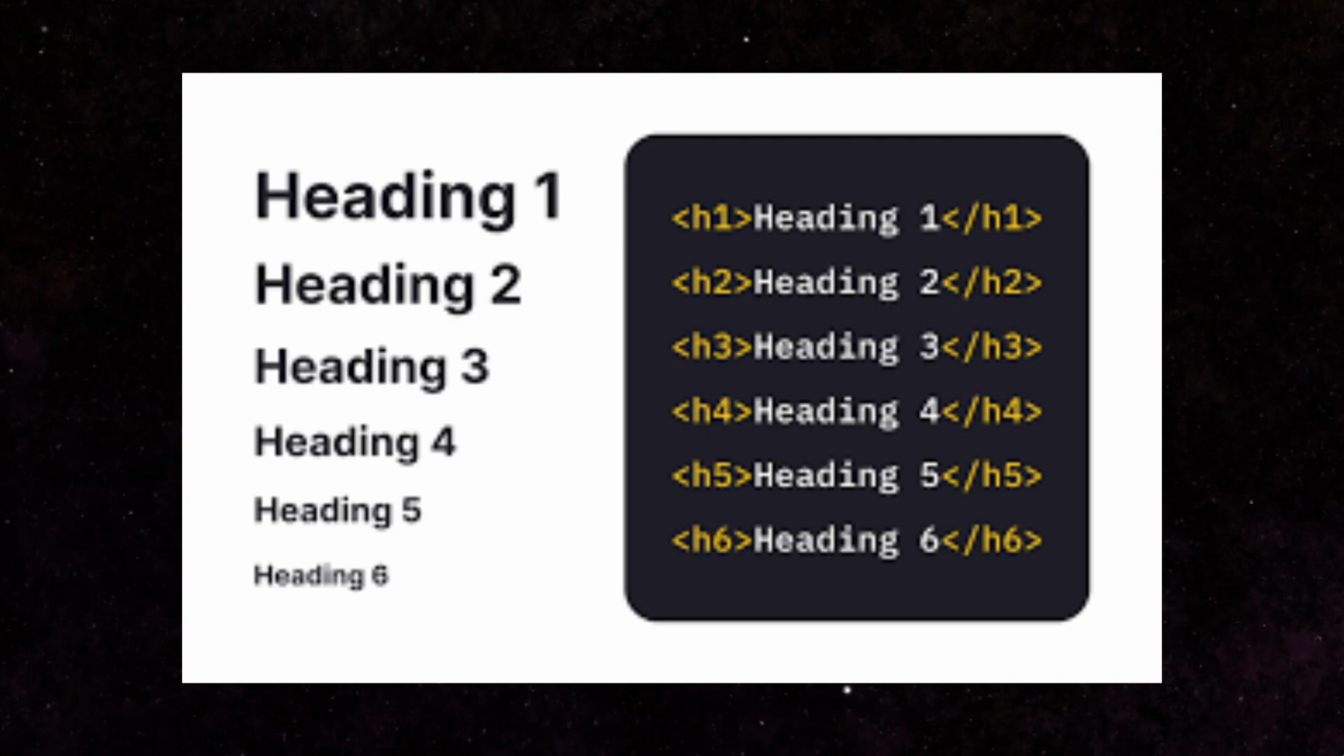This keeps going until H6. That means HTML has 6 heading levels. H1 is the biggest and H6 is the smallest.